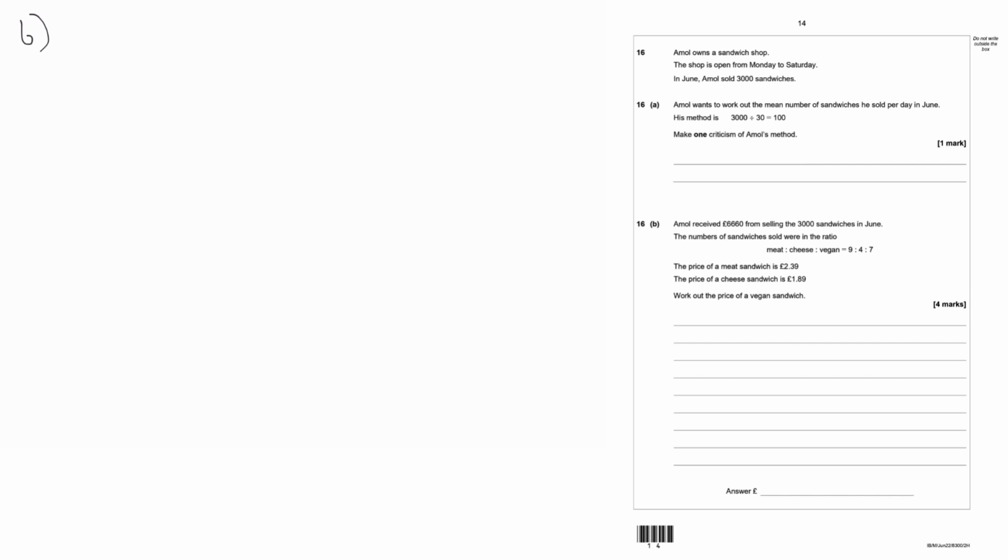So for part B, we're told that Amol received £6,660 for 3,000 sandwiches.